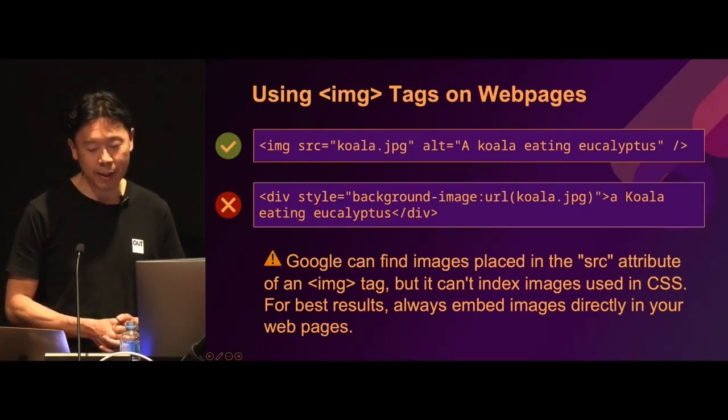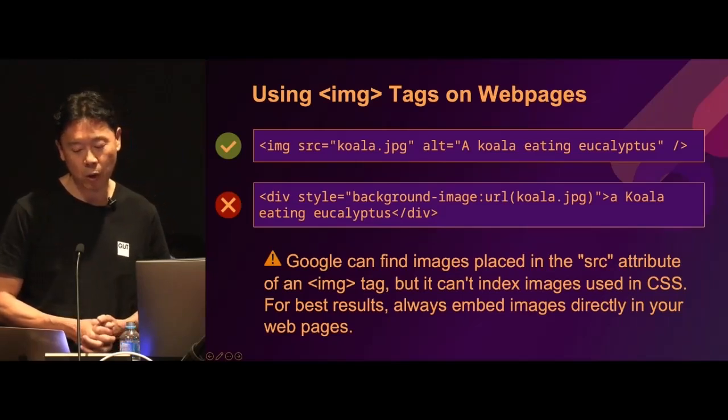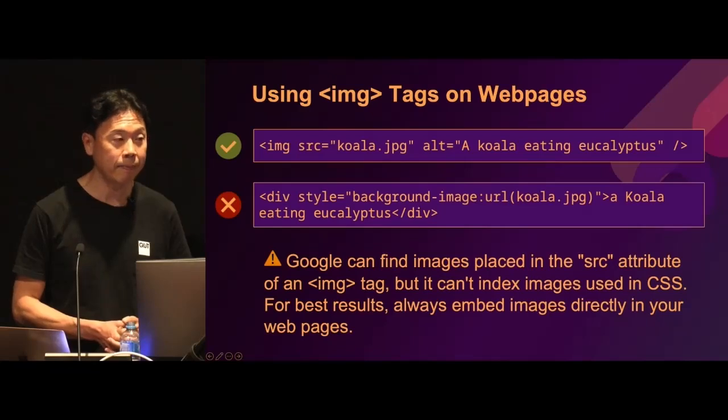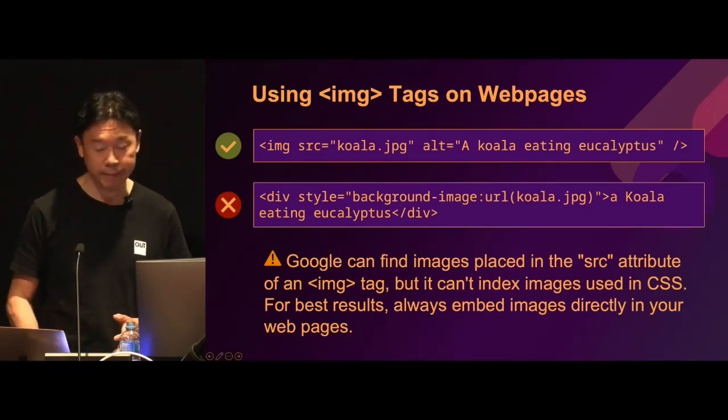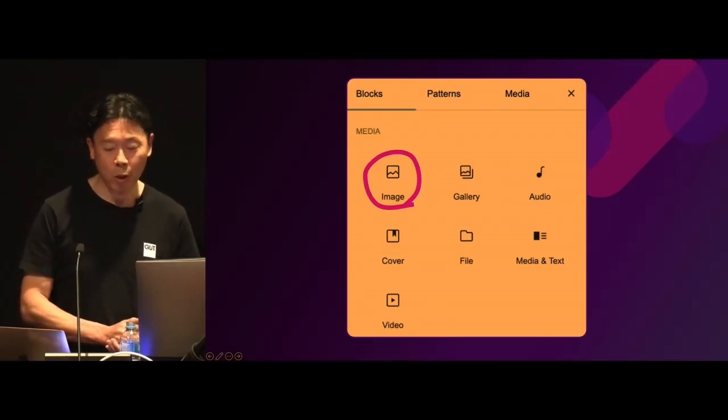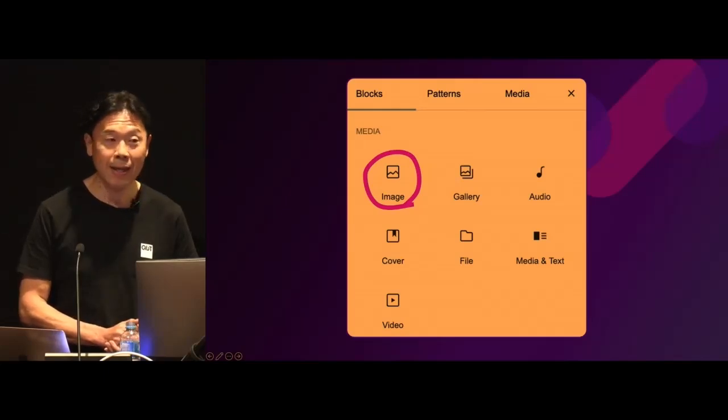Another important point is that your images need to be embedded directly into your web pages if you want them to be indexed. If you have images that are only linked from other pages, Google might not be able to find them. Make sense? The good news is that WordPress automatically uses those img tags when you insert images using the block editor. So you don't have to worry about that.